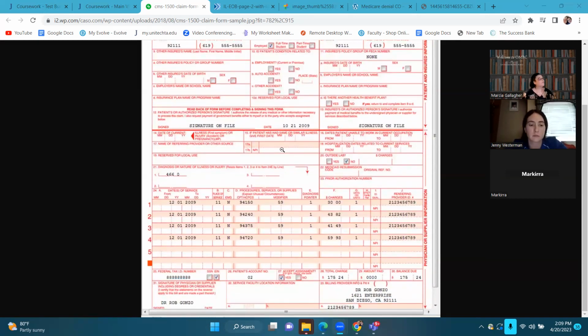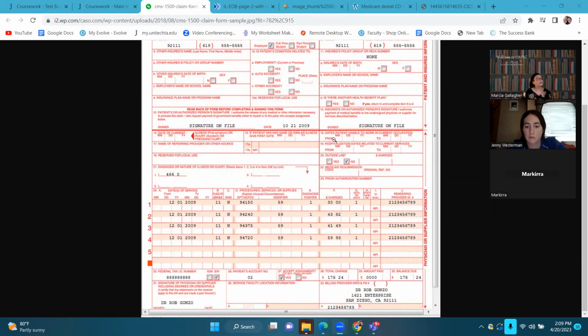All right, so let's go down a little bit further. If you're having a referral, or if it's a referring physician and you're actually billing for that referring physician, this is where it will auto-populate. So if we go down to 21, this is where our diagnosis codes go.